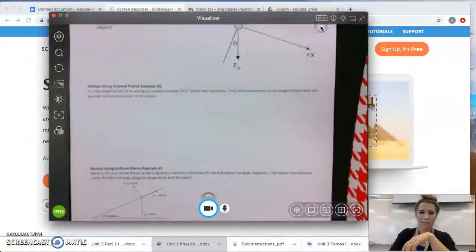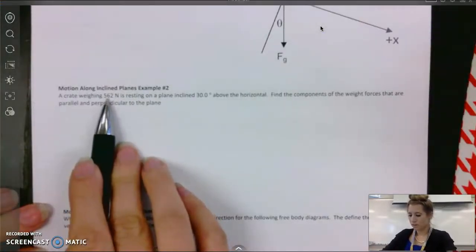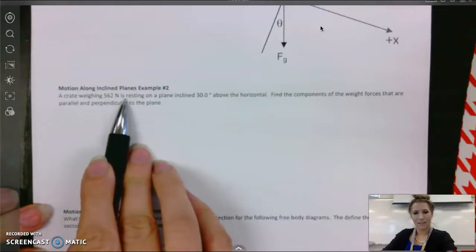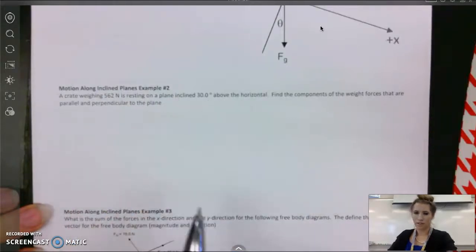Okay, let's look at example number 2. A crate weighs 562 newtons and is resting on a plane inclined 30 degrees above horizontal. Okay, so let's draw a picture of that.